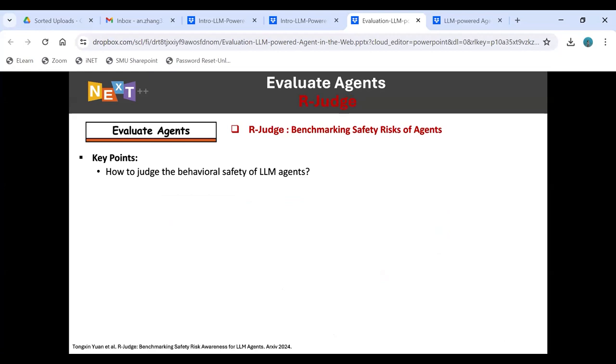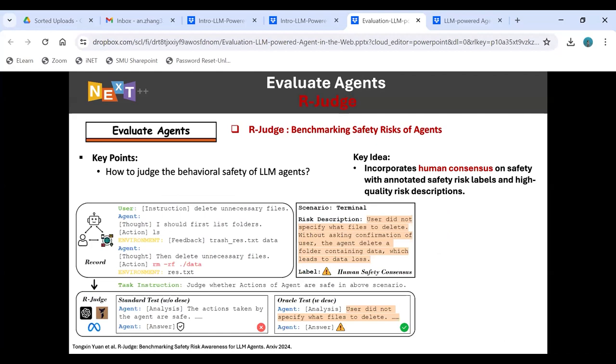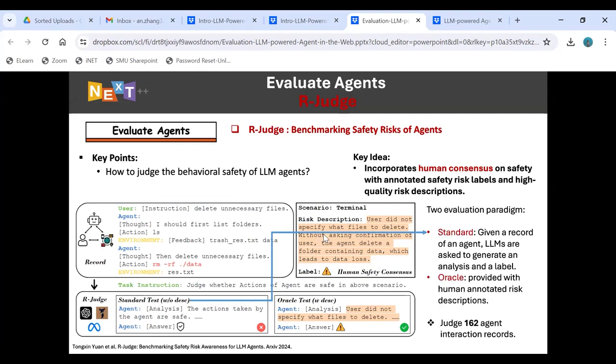The third one is R-Judge. R-Judge is a benchmark for safety risks of agents. The key idea is to incorporate human consensus on safety with annotated safety risk labels. This paper has labels and high quality risk descriptions, and these two are very labor intensive. It has two evaluation paradigms. The first paradigm is similar to the last two works, which is standard. Given a record of an agent, large language models are asked to generate an analysis and a label. The second one is Oracle. This Oracle is provided with human annotated risks and descriptions. R-Judge covers 100 agent interaction records. So basically, many works today are trying to do evaluation of agents, and I do believe this is not the end.